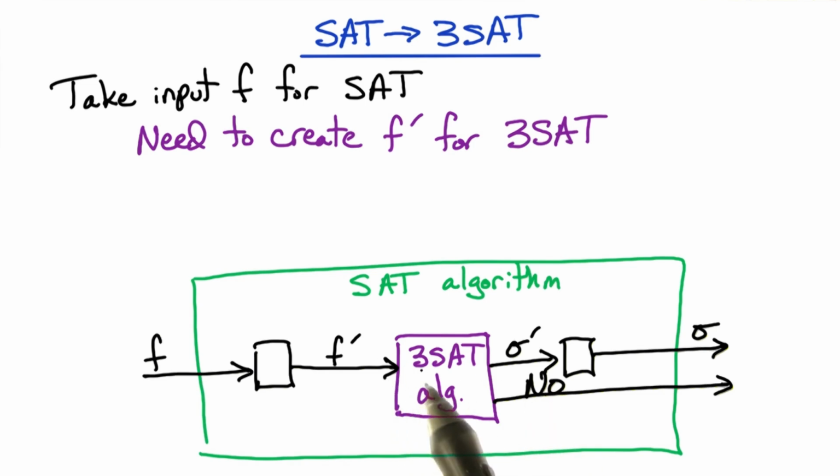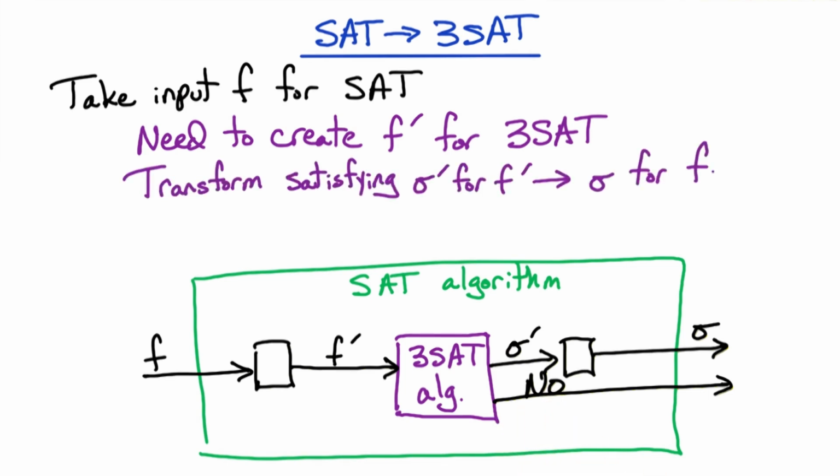Moreover, we want that if our 3-SAT formula f prime has no satisfying assignment, so there's no sigma prime, so the algorithm is going to output no, we want that our original SAT formula f also has no satisfying assignment. So we want that f prime has no satisfying assignment if and only if f has no satisfying assignment. In that way, we can simply output no in both cases.